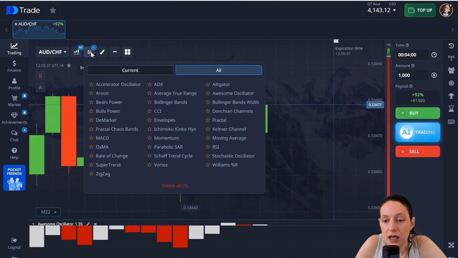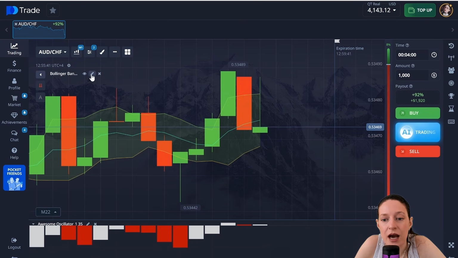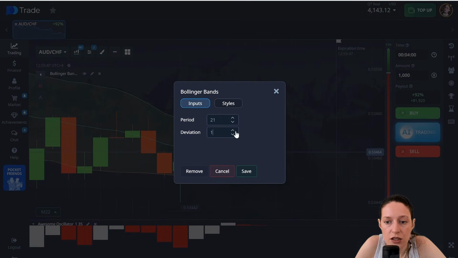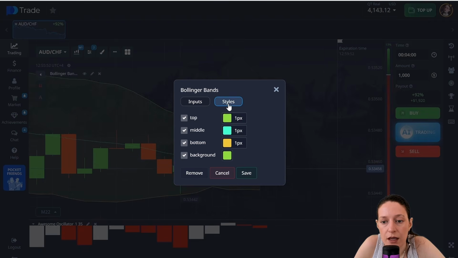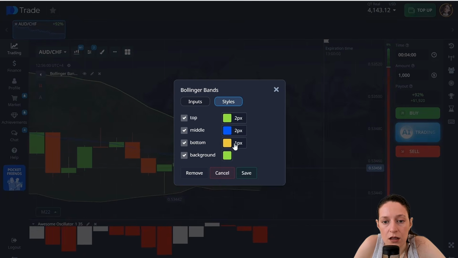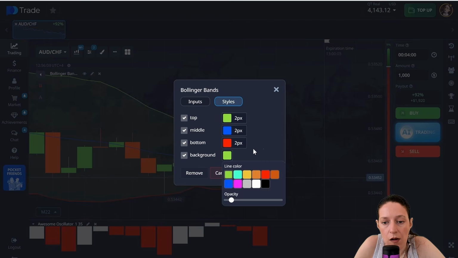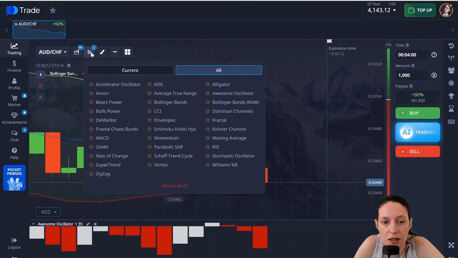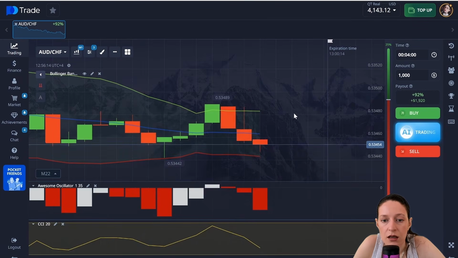The next indicator I set is Bollinger Bands, and we have to increase the period to 21 and 2. As for the colors, green, blue, red, and save. The last indicator in this method is CCI.